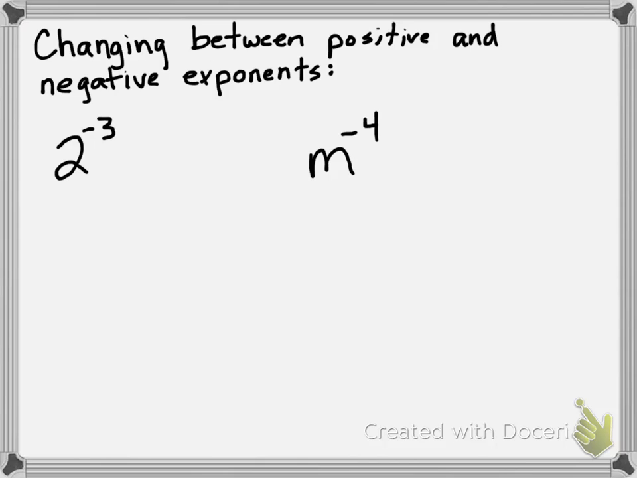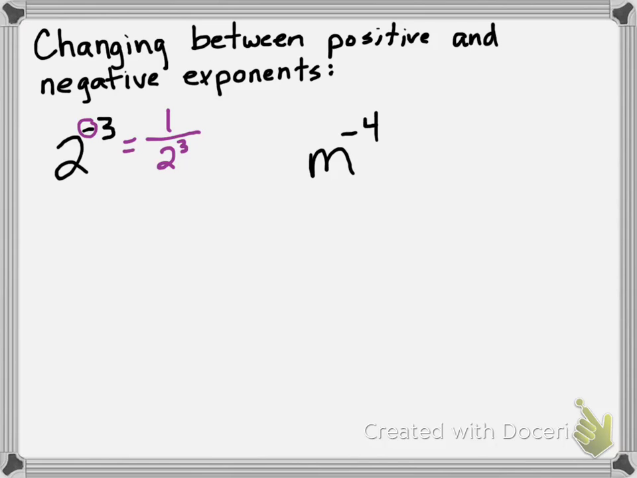Alright, so let's look at these two. They have negative exponents, and we're going to change them to having positive exponents. Okay, so I have 2 to the negative third power. Well, since this is a negative exponent, that means this has to go in the denominator. So that's going to be 1 over 2 to the third power. It's as simple as that.